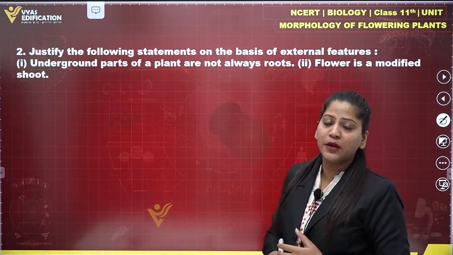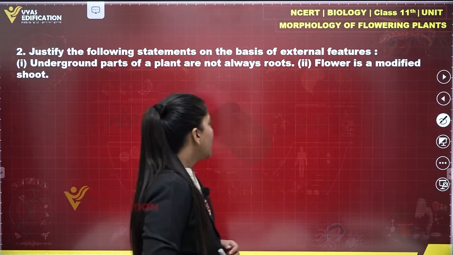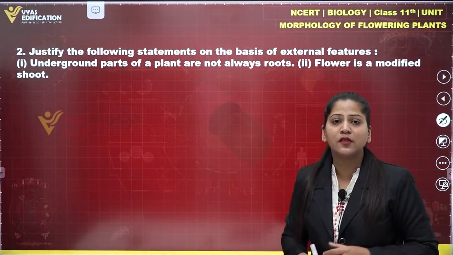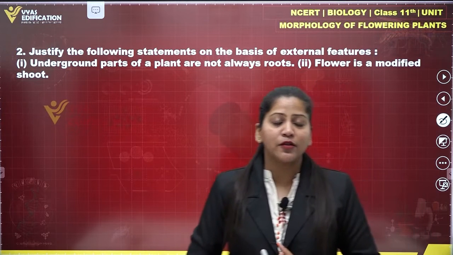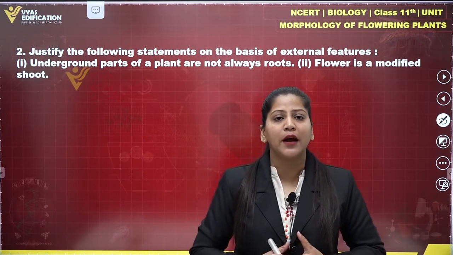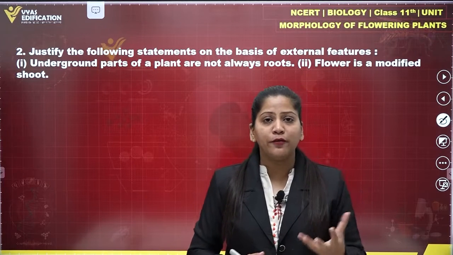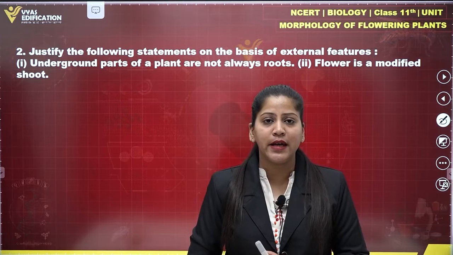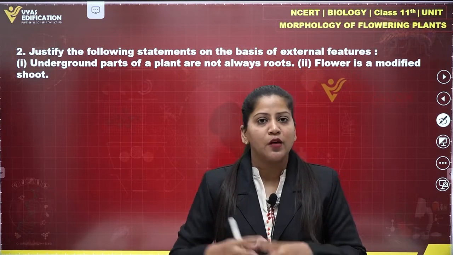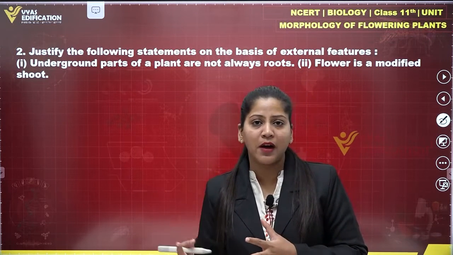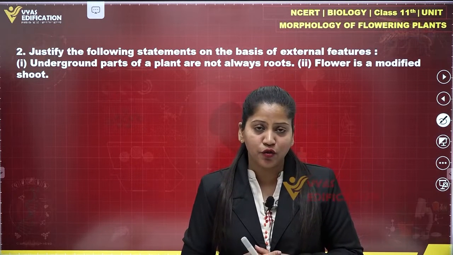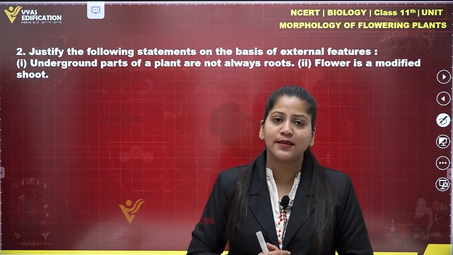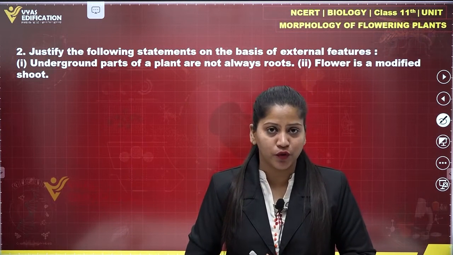The second statement we have to justify is "flower is a modified shoot." So first of all, we know that various parts of a plant are modified into underground structures to perform various kinds of functions, such as stems, leaves, and even flowers.